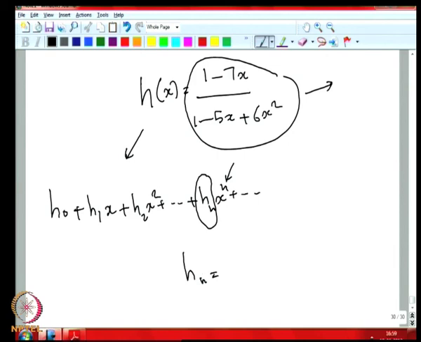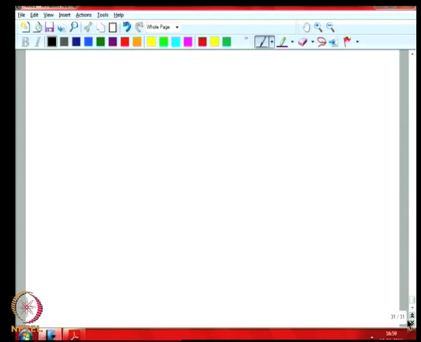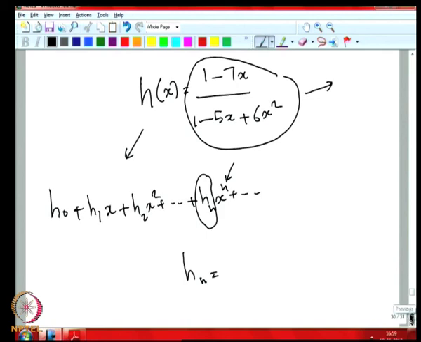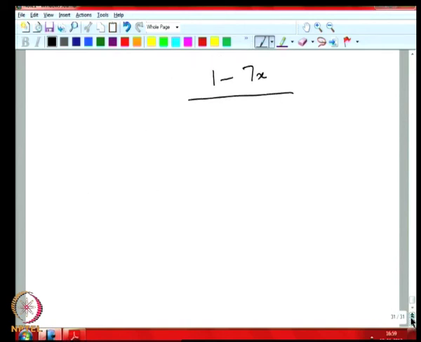So how will you do that? Here we have to use the method of partial fractions. Not necessarily, but that is a very helpful tool. So first you factorize this thing, 1 minus 5x plus 6x square is in fact 1 minus 2x into 1 minus 3x, is it not? Yes. Now, I will do it in the next class, I will complete this in the next class.